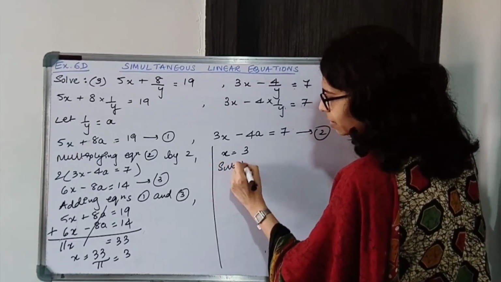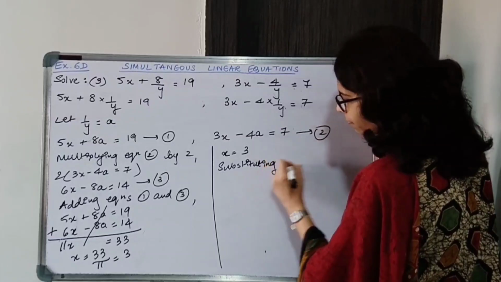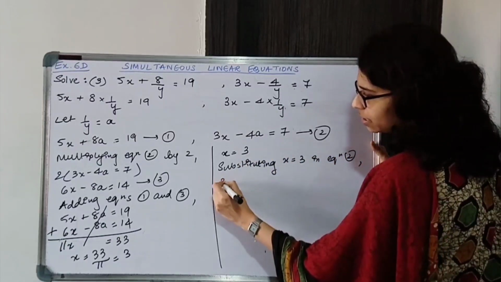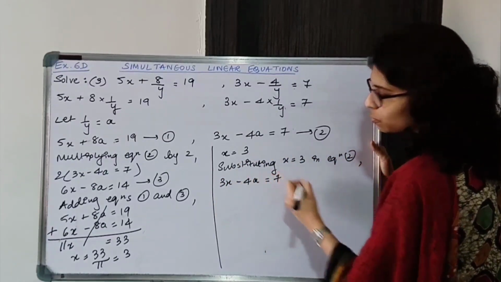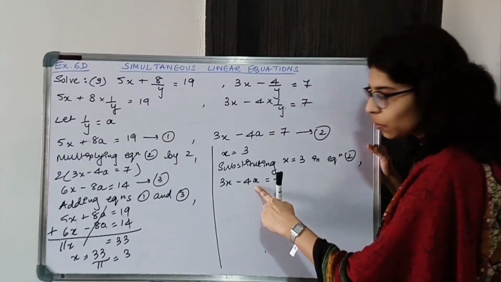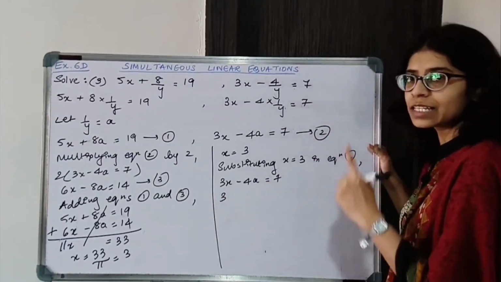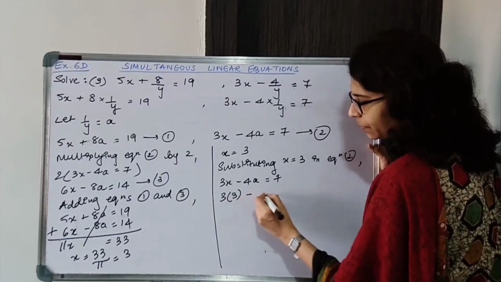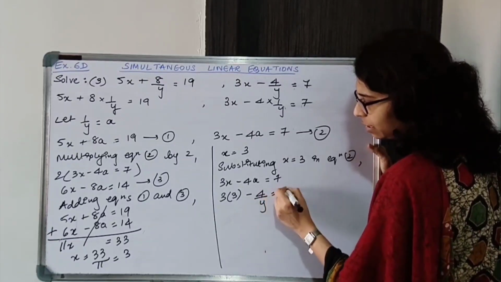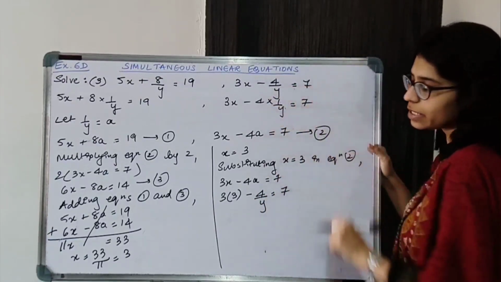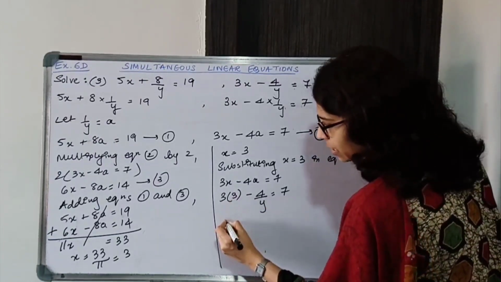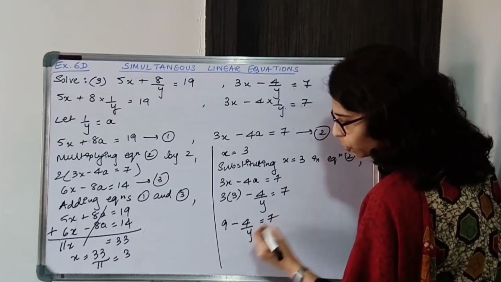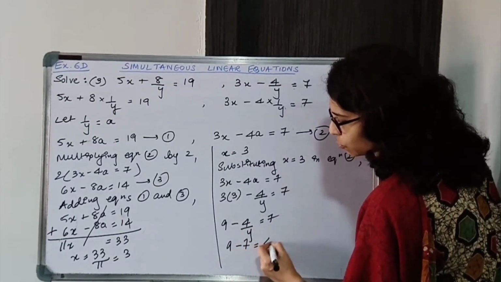So substituting x equal to 3 in equation 2, it is 3x minus 4a equals 7. a is what? 1 upon y. So directly substitute a as 1 upon y and find the value of y. So x is 3, minus 4 upon y equals 7. That is the original equation in which we are substituting. 3 threes are 9, minus 4 upon y equals 7. So shift 4 upon y over here. 9 minus 7 equals 4 upon y.